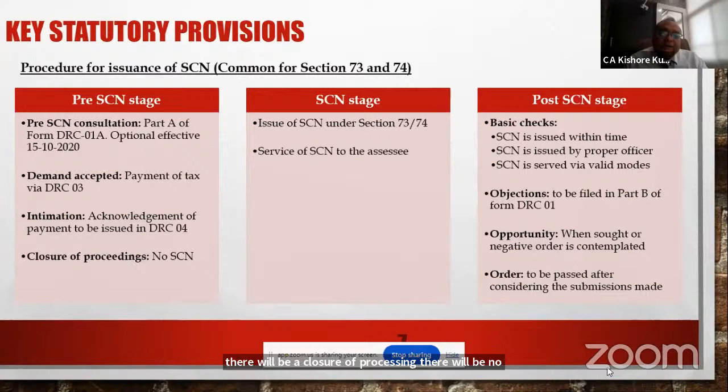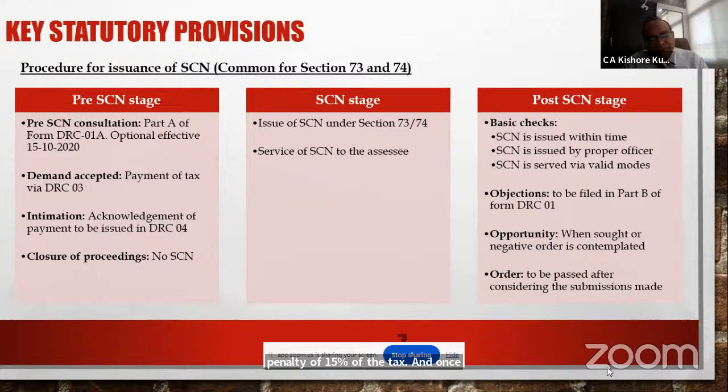Also, in case the matter amounts to fraud and this pre-show cause consultation is issued, there is still an opportunity for the registered taxpayer to get away by paying taxes, interest, and a minimal penalty of 15% of the tax. And once this stage is crossed, the next stage is the show cause stage.